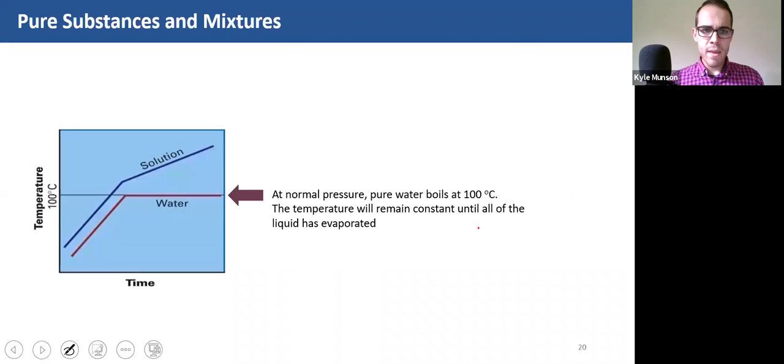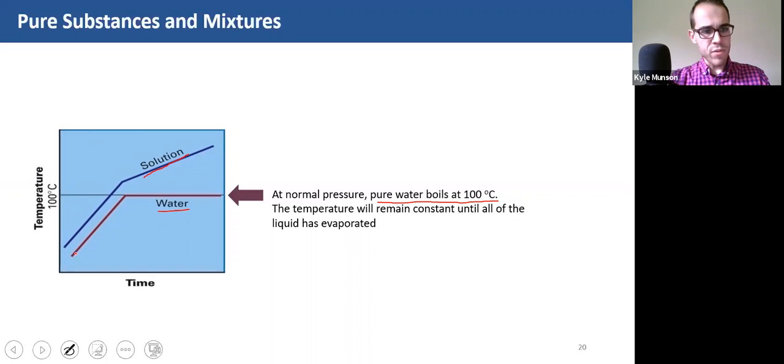So here's an example. This plot over here on the left shows water and a solution of salt water. So, data for each of those substances, plotting their temperature as a function of time. At normal pressure, pure water boils at 100 degrees Celsius, so the temperature will remain constant until all the water has evaporated for pure water.